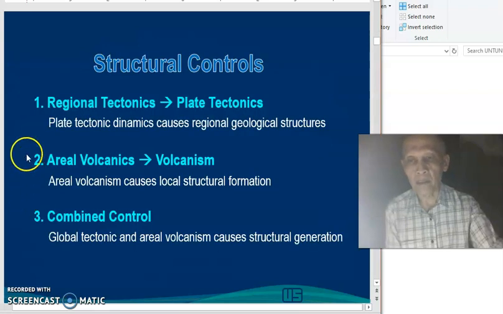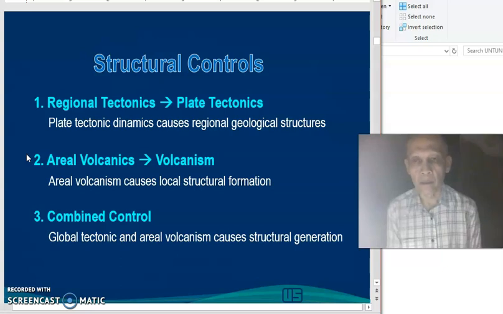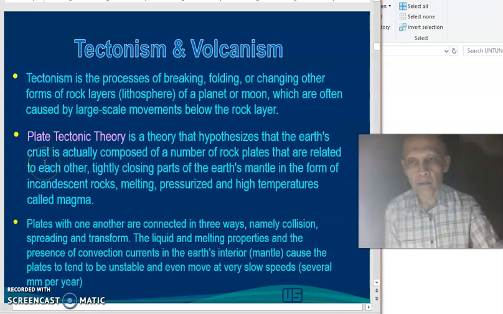In general, as I mentioned, the structure of the rock in the earth has been changed because of main causes. The first one is regional tectonics. The plate tectonic dynamic causes regional geological structure. The second one is volcanic activity that causes local structural formation. The third one is a combination of the tectonic and volcanic activities that has changed the geometry of the rock in the earth. The tectonic and volcanism has developed the science about this term.